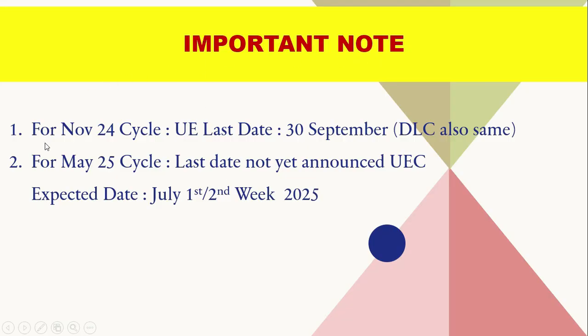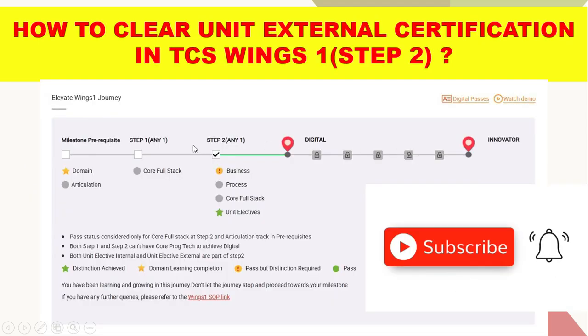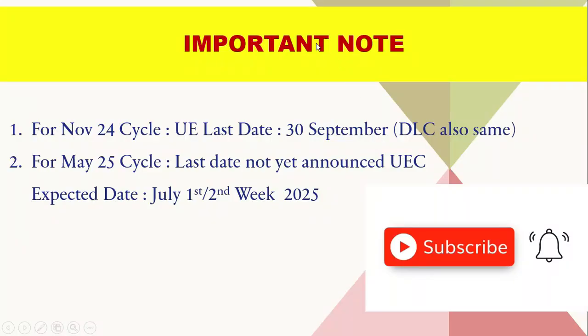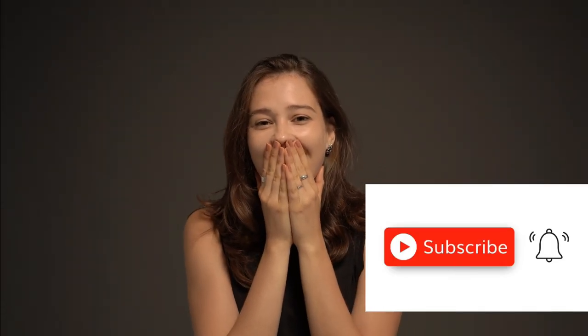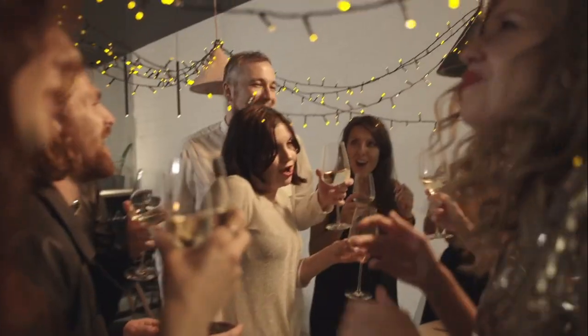Important note, for November 2024 cycle, the unit external (UE) last date is 30 September, and domain learning completion is also 30 September 2024. For May 25 cycle, last date not yet announced. For unit external certification, the expected last date will be the 1st or 2nd week of July 2025.